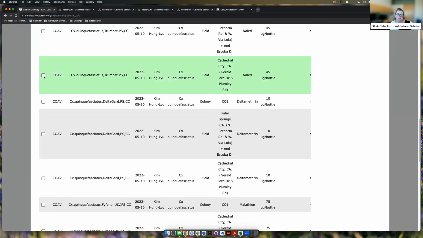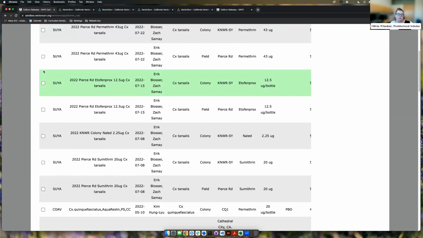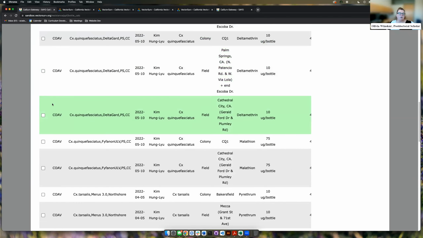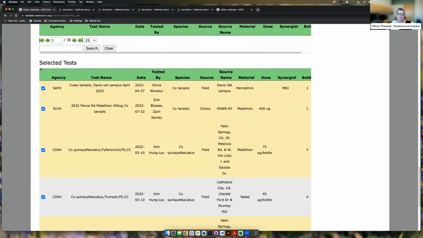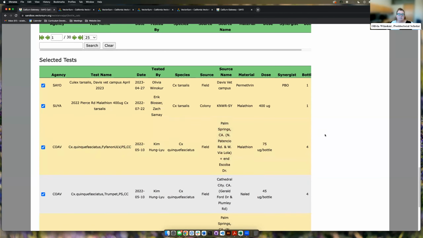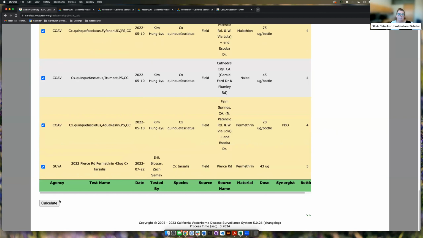So let's just select some random ones in here. Whatever, it doesn't really matter for our purposes right now. Okay, so we've selected these tests, and then we're going to click calculate.